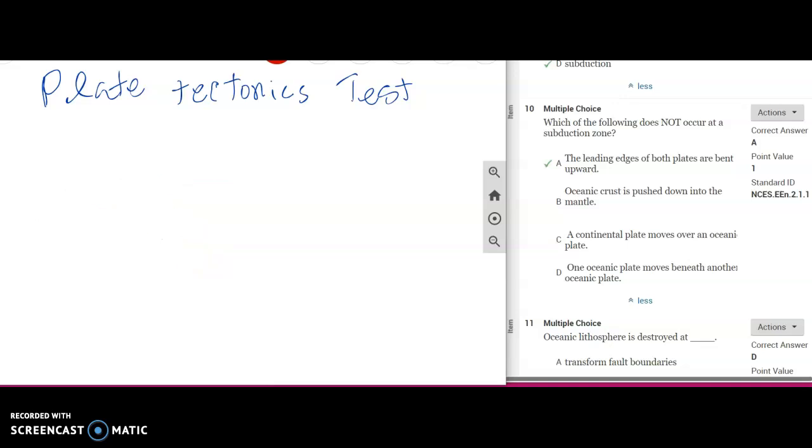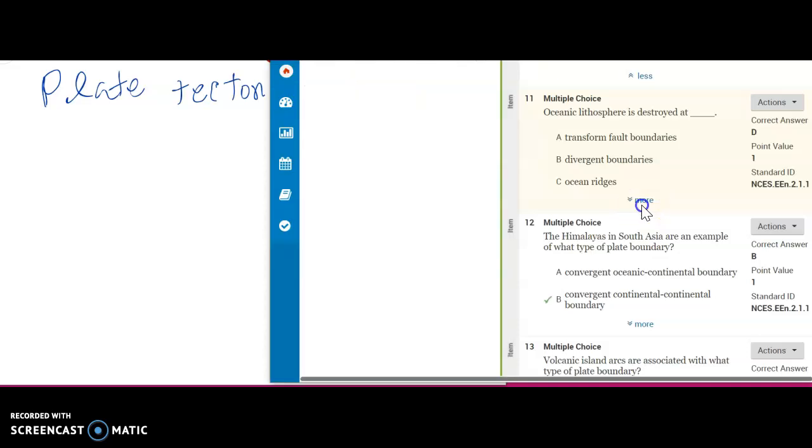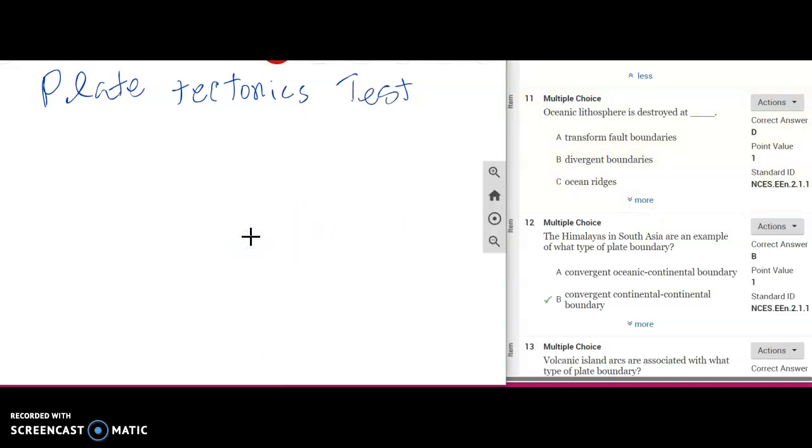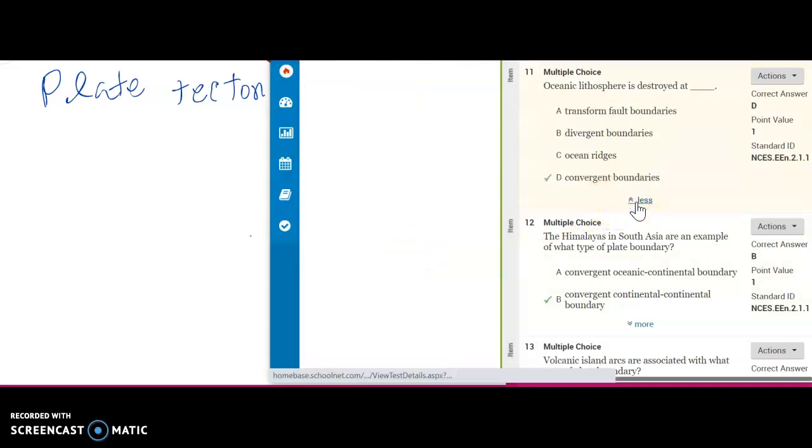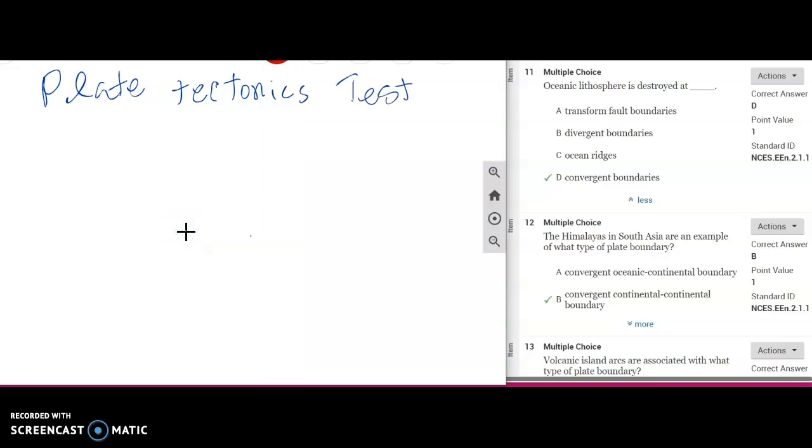There we go. Number 11 says, oceanic lithosphere is destroyed at where? Oceanic lithosphere is kind of what we just drew over here. So if you have a transform fault boundary, so transform fault boundary does this, goes in this direction and this direction. Doesn't really cause much of anything except for earthquakes. So that would not be the correct answer. B, divergent boundaries do this. So you wouldn't have lithosphere destroyed there at all. So that wouldn't be right.